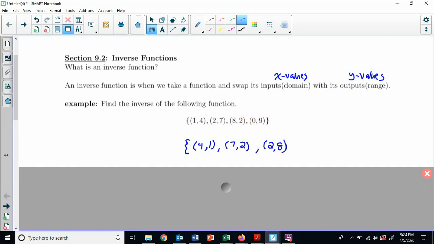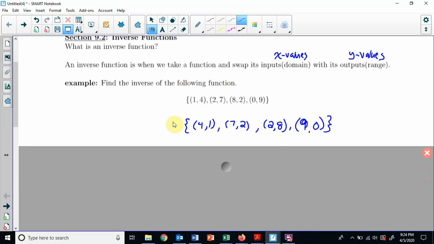And I just go about switching all of the x's and the y values. 0, 9 would become 9, 0. And there I have written the inverse of this function here. So I've written the inverse function. That's really simple then, right? Just switching the x's and y's.